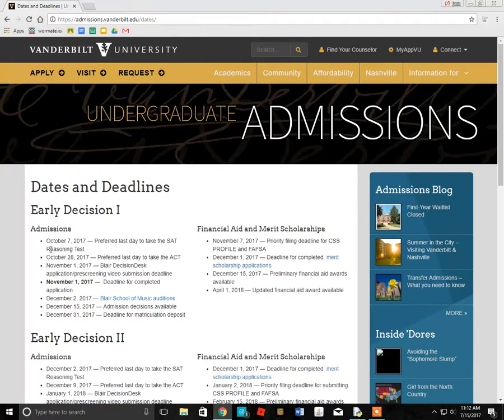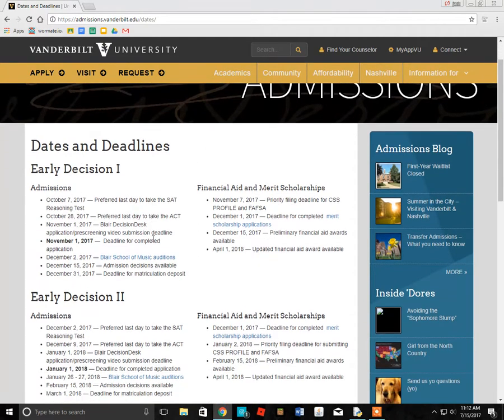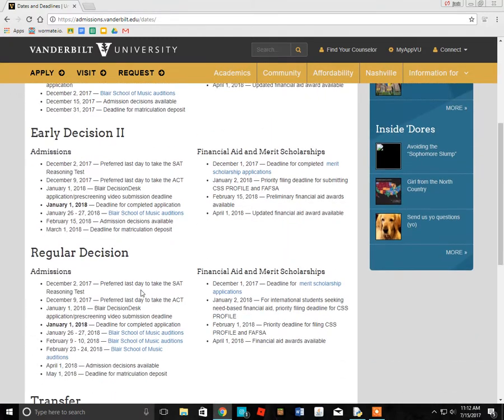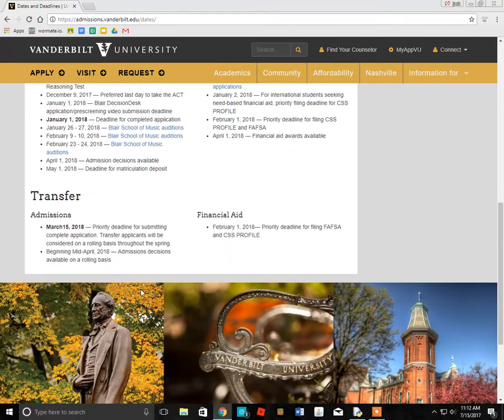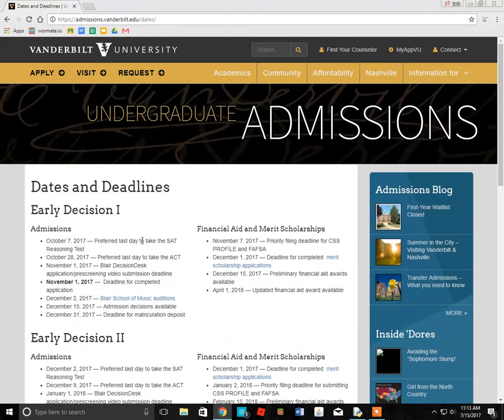Key dates tells you about the different admissions policies. This school has early decision 1, early decision 2, and regular decision. There is no early action. It provides important dates for each of the different admissions policies, and this is really helpful.